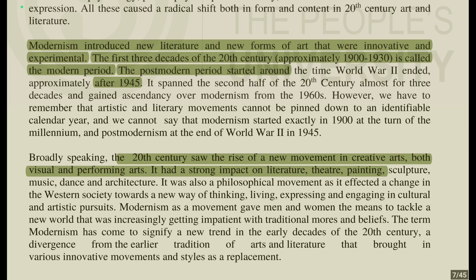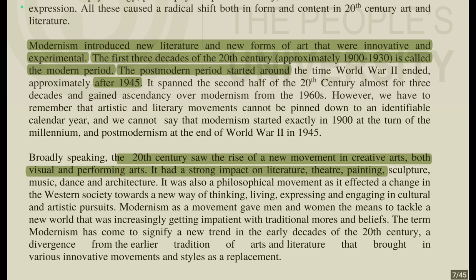So the first 3 decades of the 20th century, that is 1900 to 1930, is called the modern period. And then they haven't told us what 1930 to 1945 was, probably the decline of the modern period. But the postmodern period starts somewhere after the end of World War II, that is after 1945, and it becomes very noticeable and prominent after the 1950s. So 1950s till 1980s is considered more specific to the postmodern period, right?